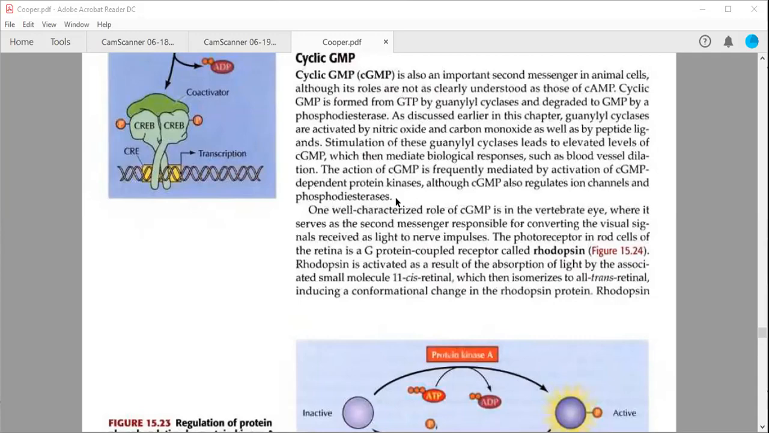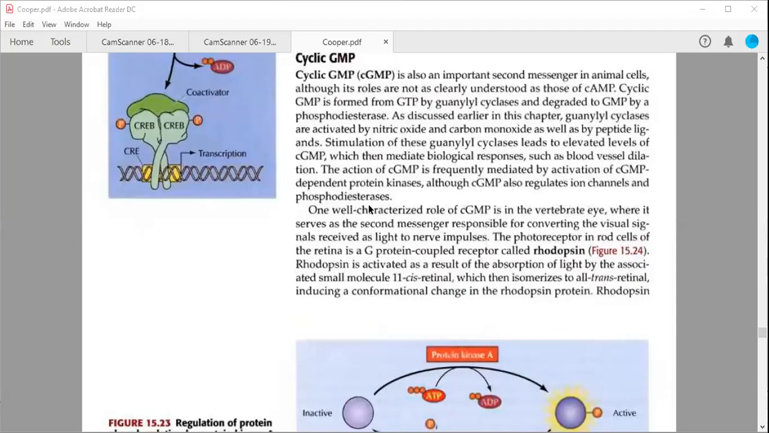So in this example, in our eye, this cyclic GMP is able to regulate the ion channels. And what happens is hyperpolarization, and because of hyperpolarization, our sodium ion channels close. We discussed this yesterday also, and today also we will discuss it in great detail.